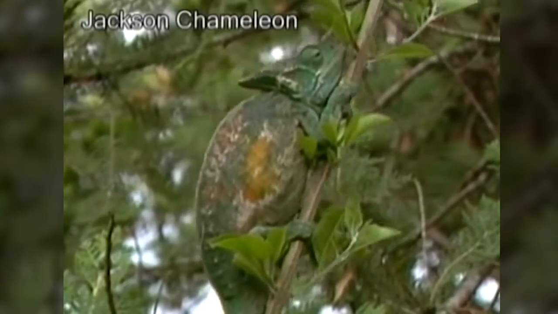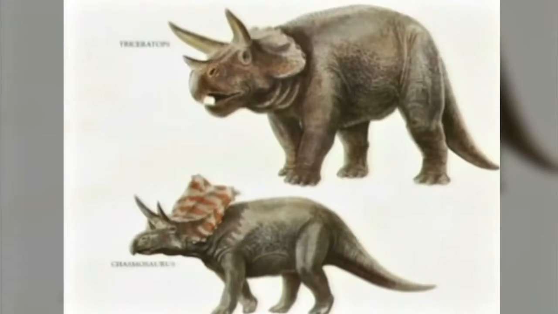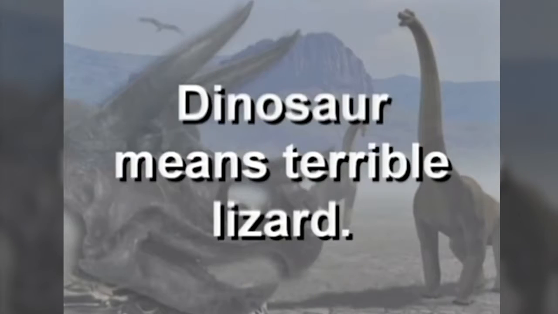You can get these Jackson chameleons right now at the pet store. What's he going to look like at about 15 tons? Probably some kind of triceratops. Dinosaur means terrible lizard, and dinosaurs lived with humans all through history. They just had a different name for them.